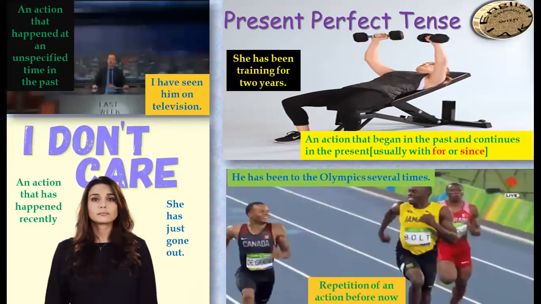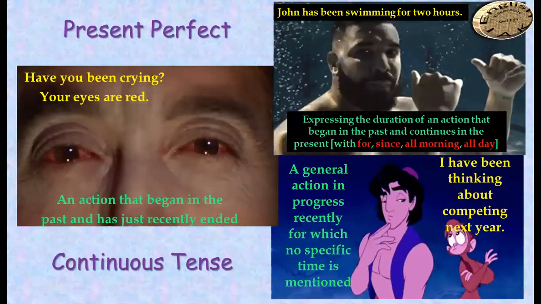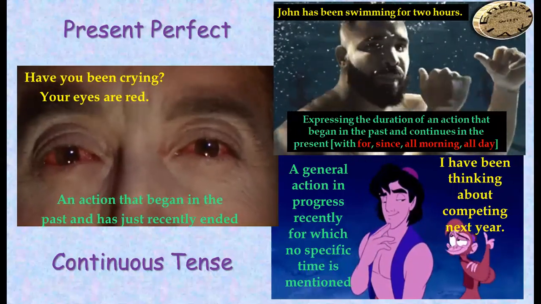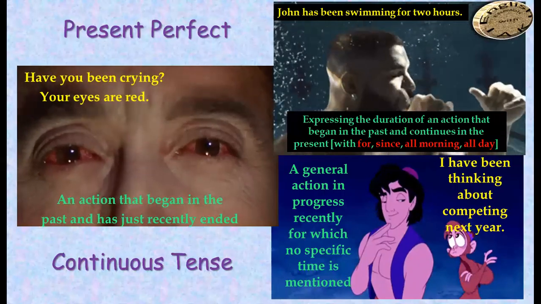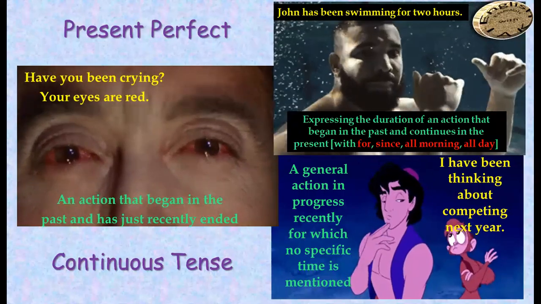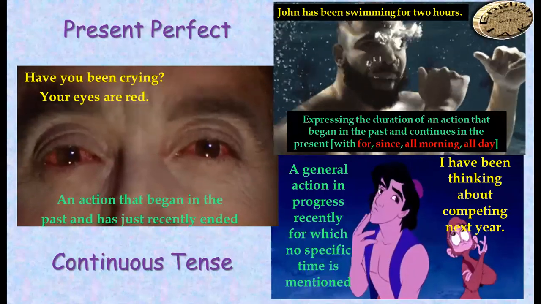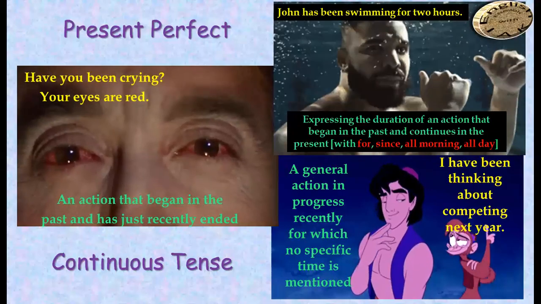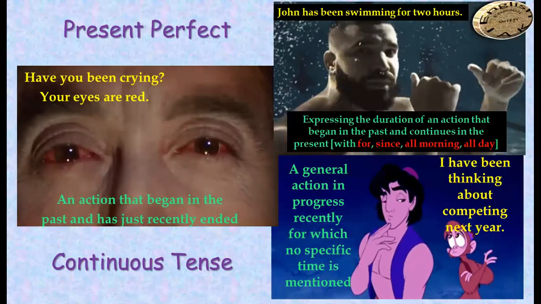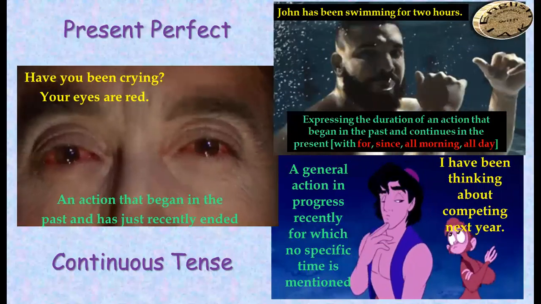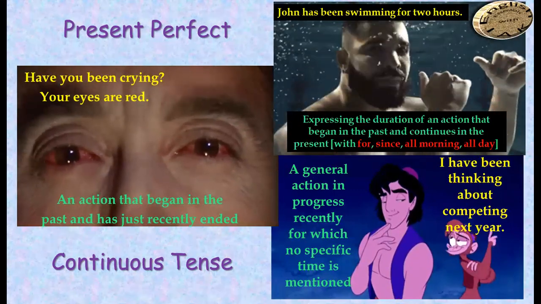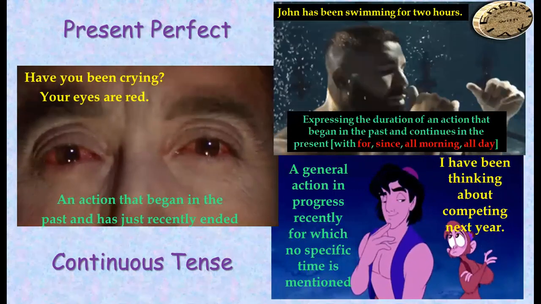So with this, we move on to the next slide that speaks about present perfect continuous tense. Have a look at these eyes. Wow. Have you been crying? Your eyes are red. An action that began in the past and has just recently ended. John has been swimming for 2 hours, expressing the duration of an action that began in the past and continues in the present with for, since, all morning, all day, all night, and so on.